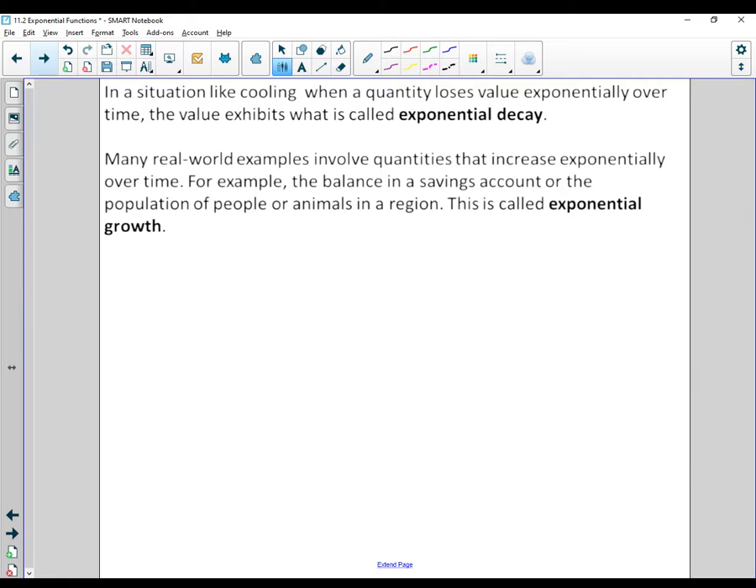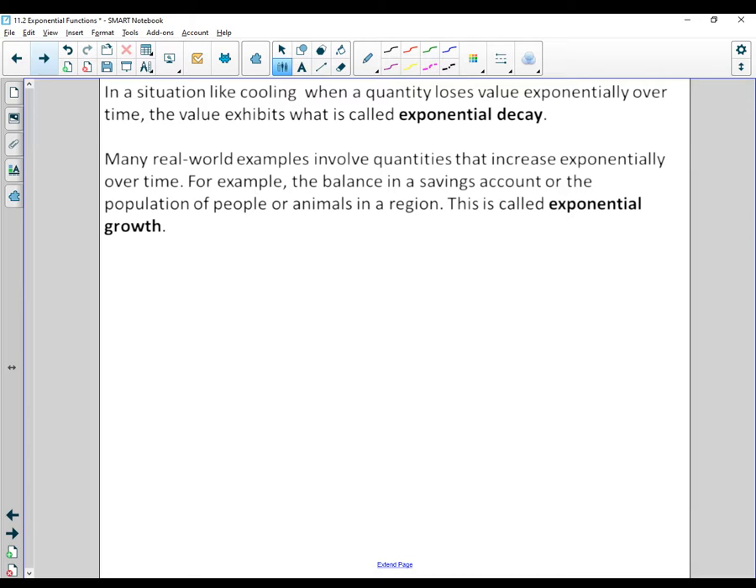or like my happiness, the value exhibits what is called exponential decay. You okay? No. I'll be okay in 12 days. Yeah, we all will. We're all gonna be dead.